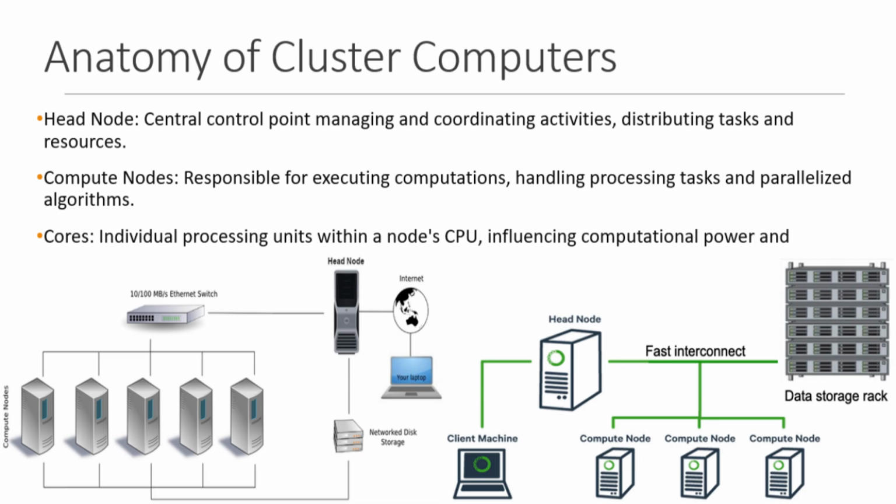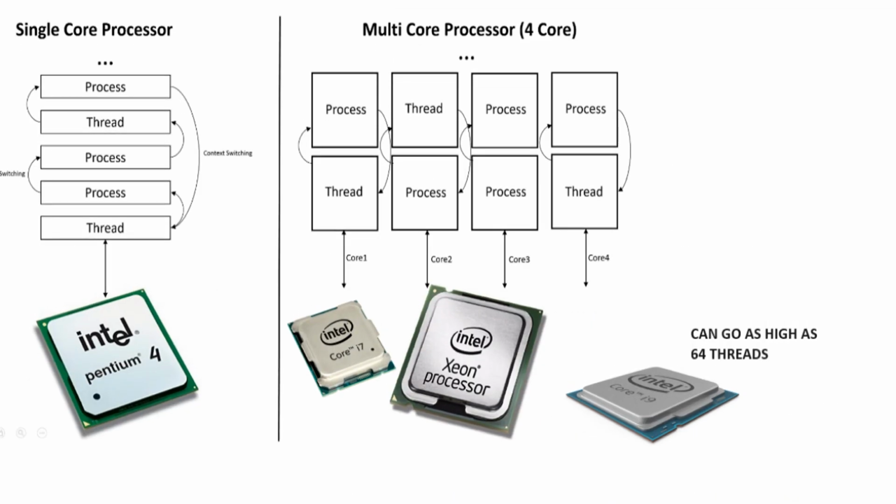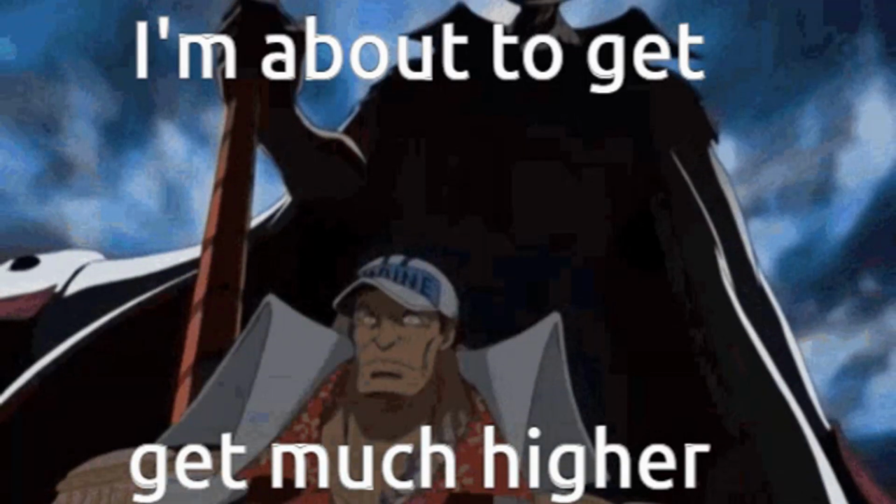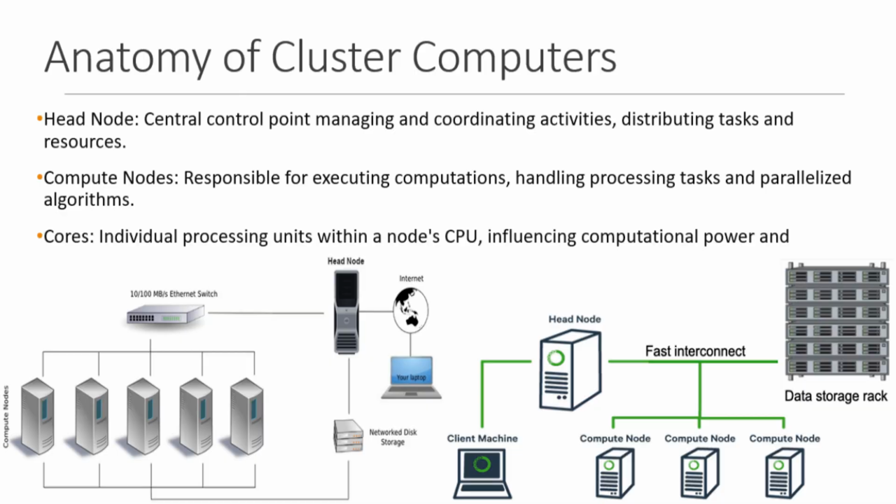And then there's cores. Cores refer to the individual processing units within a node's CPU, because each node is practically a computer. Modern CPUs commonly feature multiple cores. For example, with the Core i7, depending on which generation you buy, you would see 8 cores, 16 cores, even 32 cores. Nowadays even 64 cores. We keep getting higher and higher. Can we get much higher? Although the parallel processing has actually increased computational power.